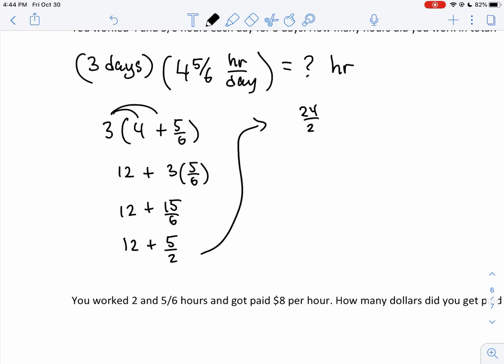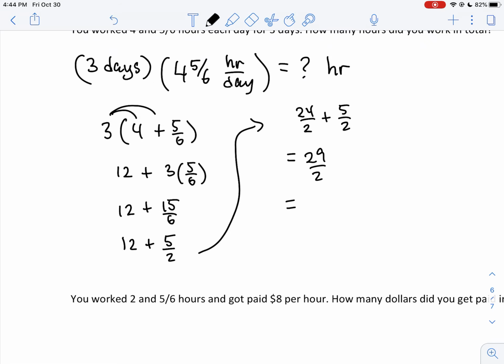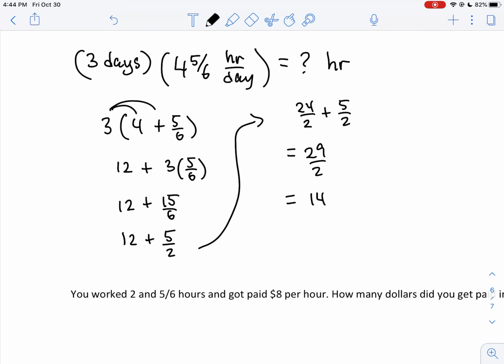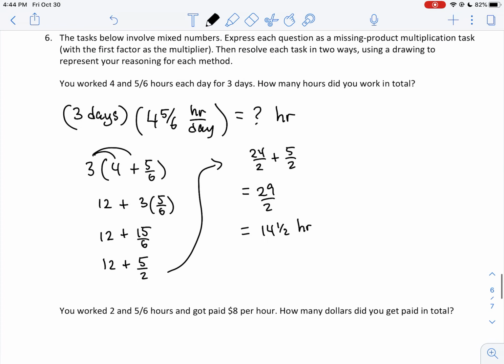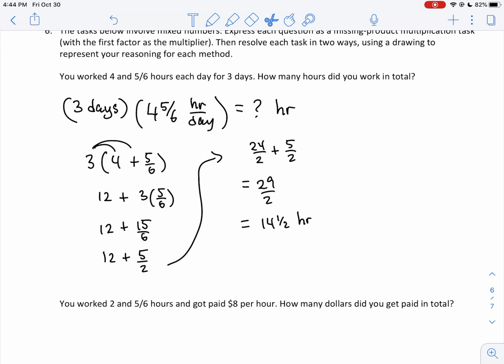Let's take our work up here. We have 24/2, which is the same thing as 12, and add to that 5/2, and now we have an answer of 29/2, which you could write as a mixed number again. 28/2 is 14, so this is 14 and 1 extra half. And this is how many hours? 14 and a half hours is how much you worked.